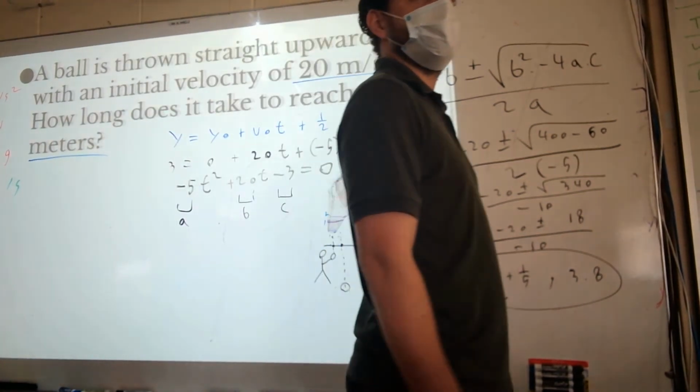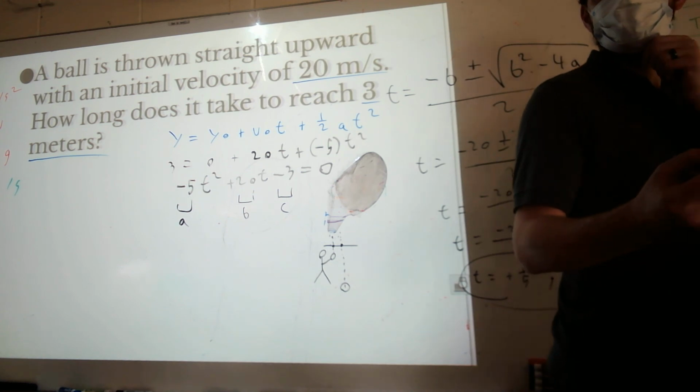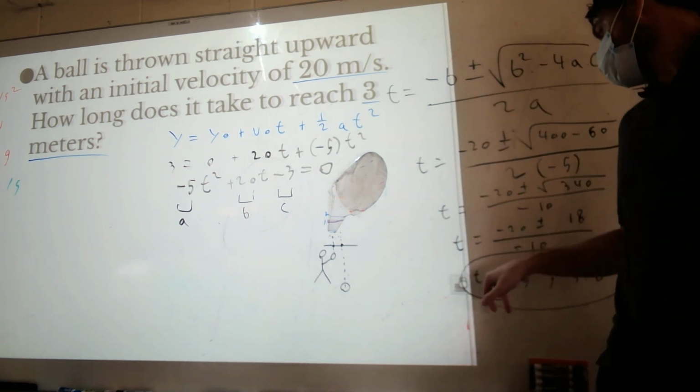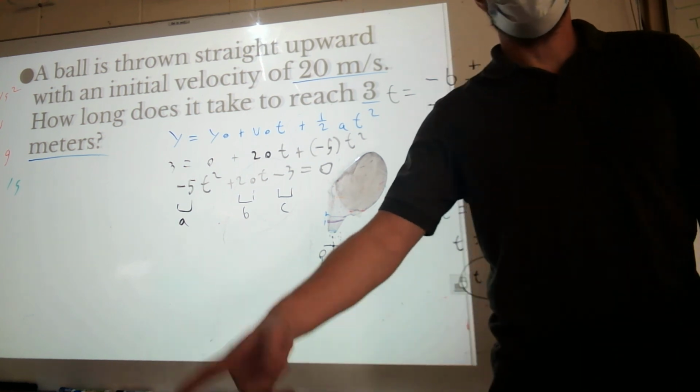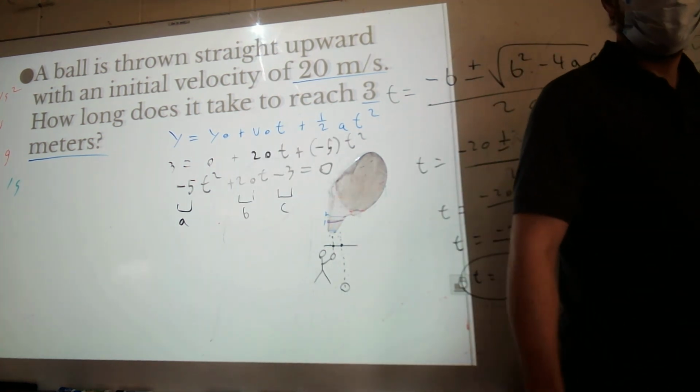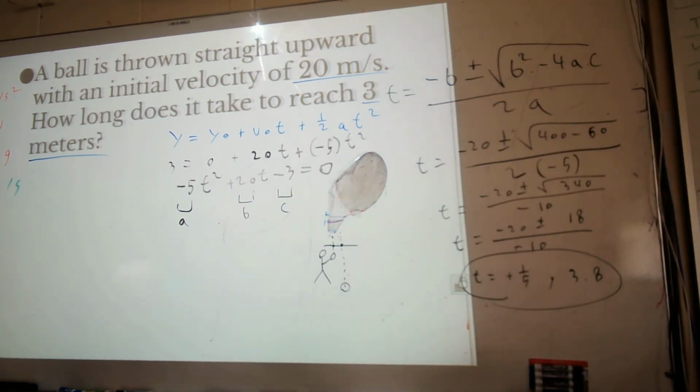Does anyone have any questions? What did you get for the answer? 1/5 and about 3.8, because I rounded up there. Is that what you got more or less? Yeah, basically. It was much shorter than 1/5.